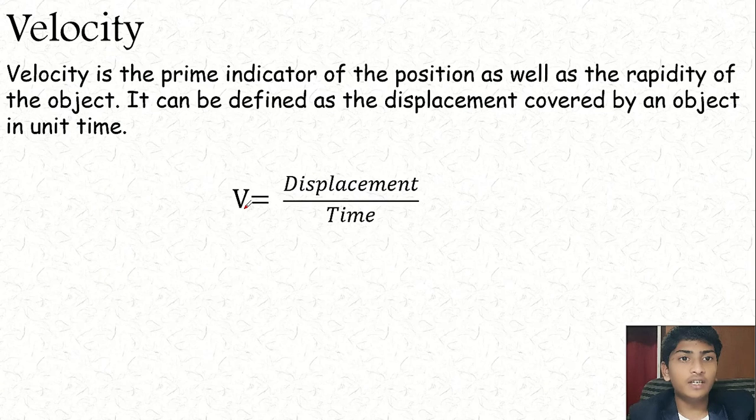Next, velocity. Velocity is a prime indicator of position as well as rapidity of an object. Here I'll give you a simple clarity about velocity. Velocity means displacement by time. Speed is distance by time, whereas velocity is displacement by time. That's it. Velocity means displacement by time.